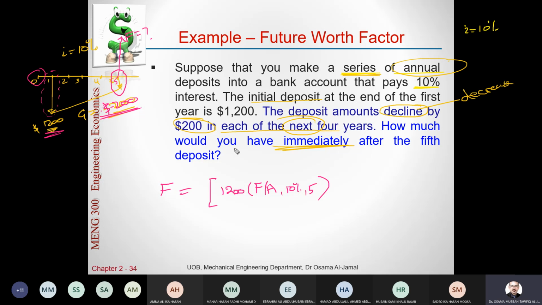Now we want to add for that G, upward or downward? It is downward, decreasing. Who can tell me now what will be the factor in here? Minus 200. Yes, Hussein. Saying minus 200 is not enough. What to do with it? G.